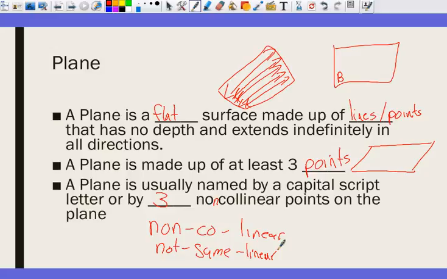So, non-collinear points. They look like this. Well, all right. That's it. Have a great day.